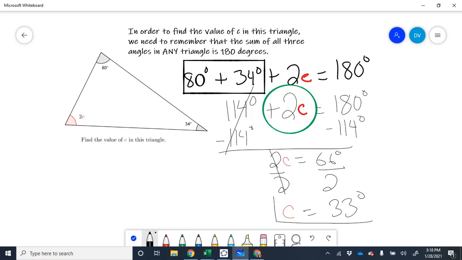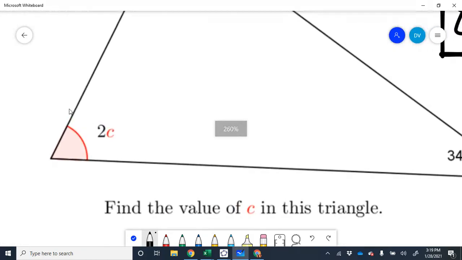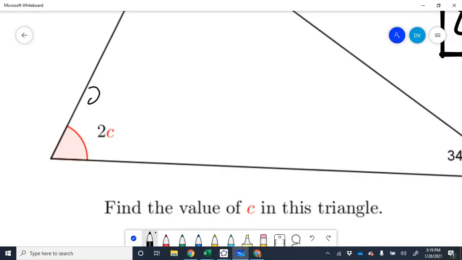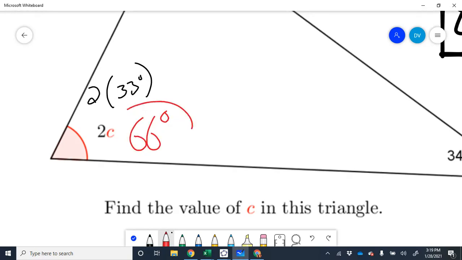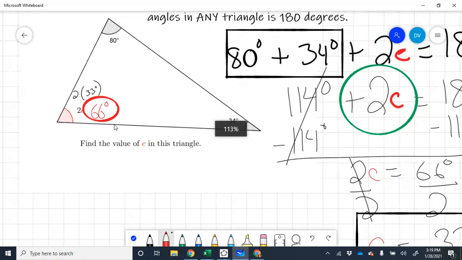Well, we can check that to see. Every time that we see the letter C, we can replace it with 33 degrees. So let's zoom in here and remember that there is a C right here, and we just said that we could replace it or substitute it with 33 degrees. So let's check to see if 2 times 33 degrees, that would give us 66 degrees, will give us what we need in order to add up all three angles and get 180.